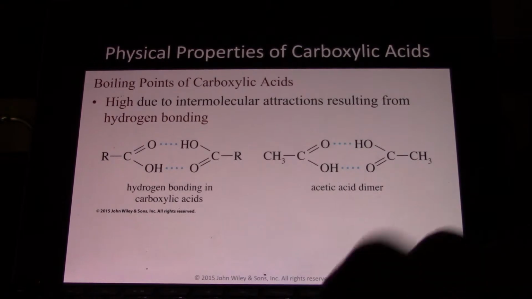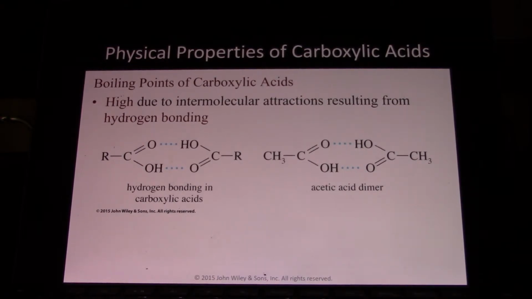There's a lot of hydrogen bonding in carboxylic acids, which gives them very high boiling points. There's a lot of intermolecular bonding because you get twice as many hydrogen bonds as we saw in the alcohols.